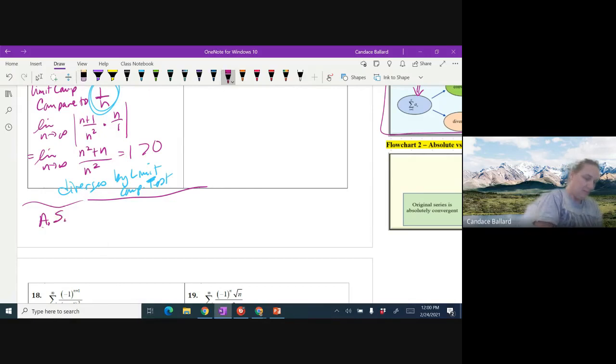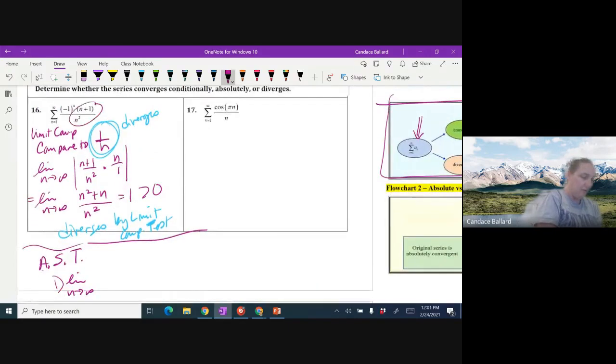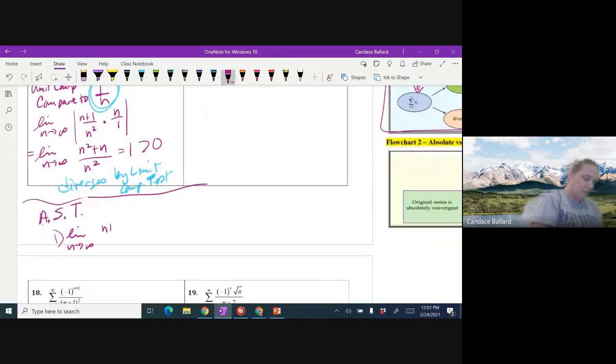Series test. All right, so alternating series test, I need to find the limit as n approaches infinity of the absolute value of the function, so I'm looking for this. On this one, is the numerator going to grow faster or the denominator going to go faster? You got that it diverged, Gabby? That's good.